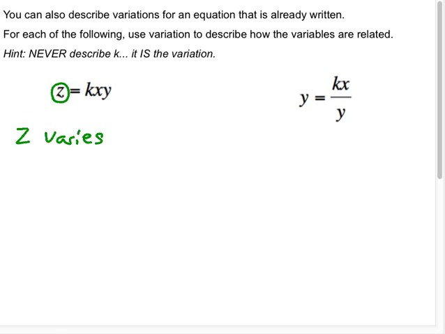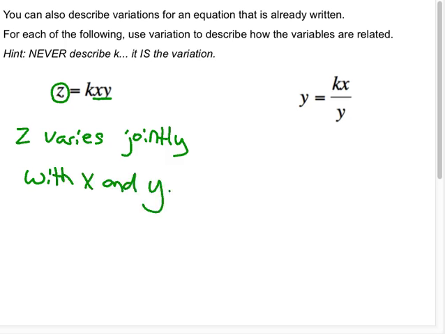This is telling me Z varies. That's always how you want to start it. So Z varies. Now, both of these are direct, okay? So you can say varies directly with both, or to be more precise, you could say varies jointly with X and Y. Okay, so that's really all it takes.